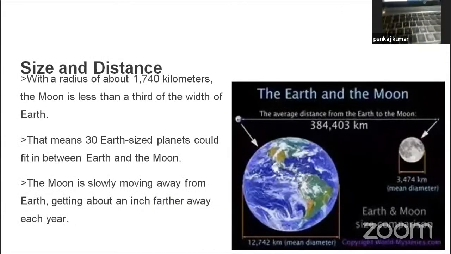Size and distance. Some images have been shared. The Earth, Moon and Sun, with a moon radius of about 1,740 kilometers. The Moon's radius is 1,740 kilometers. The Moon is less than a third of the width of Earth. That means 30 Earth-sized planets would fit in between Earth and Moon. The Moon is slowly moving away from Earth, getting farther from each other. Every year the moon moves one inch away from our Earth.